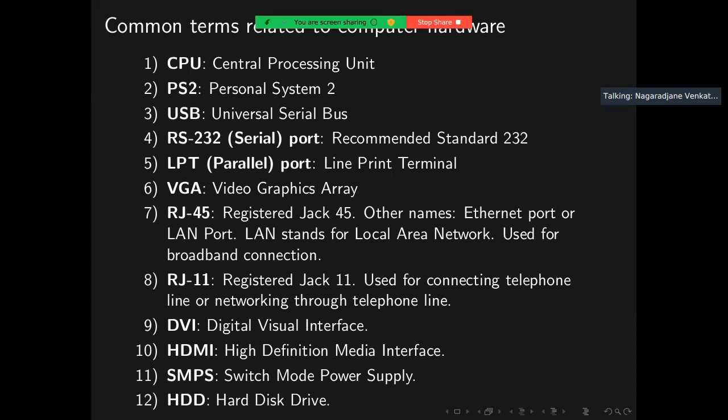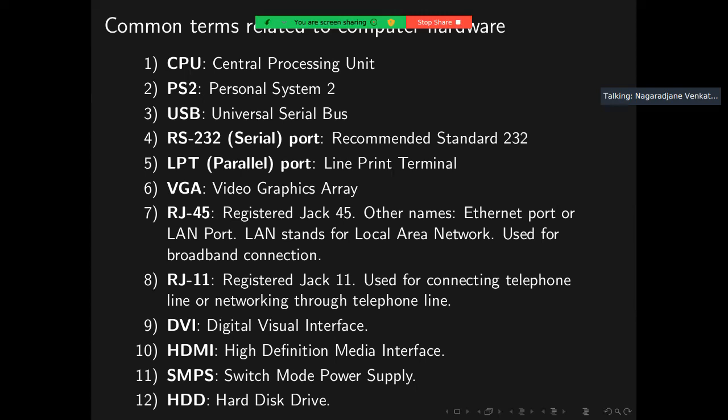Then we recapitulate the terms used inside the first lesson, because these are very important for any person learning about computers. The first one is CPU. CPU stands for Central Processing Unit.